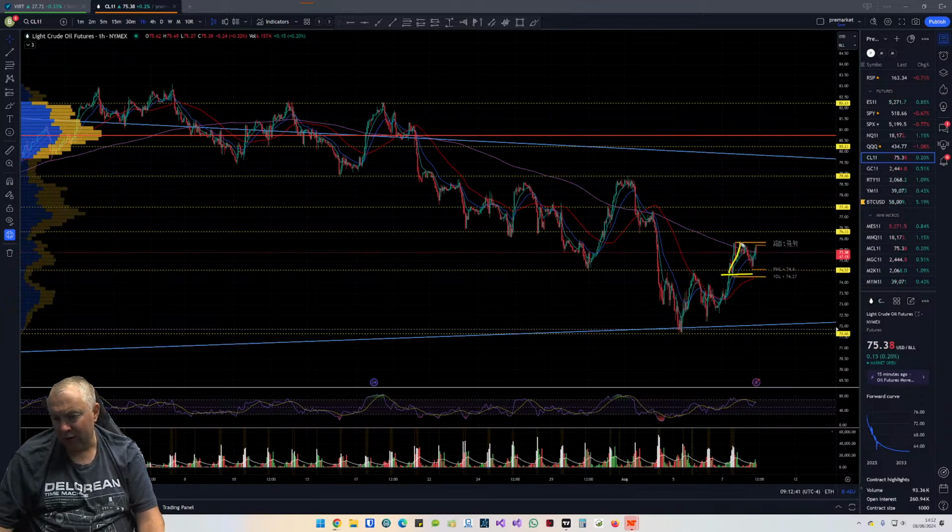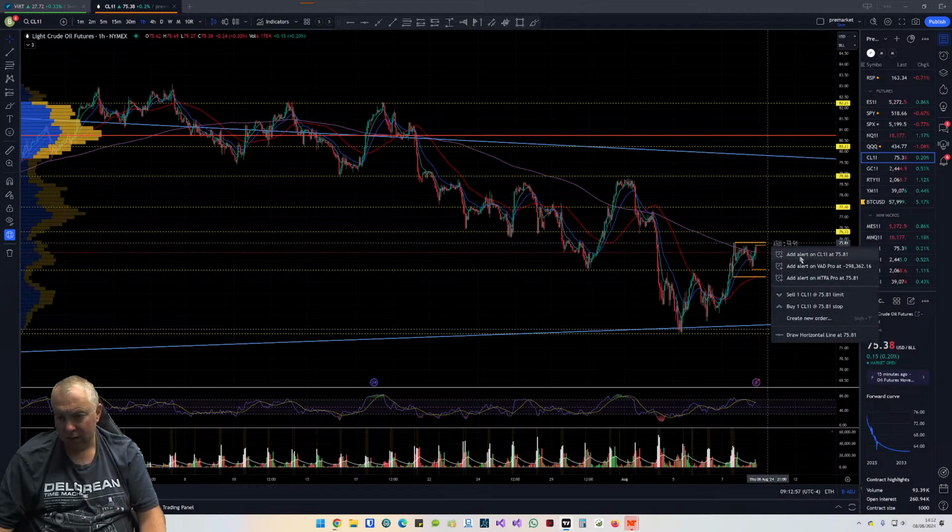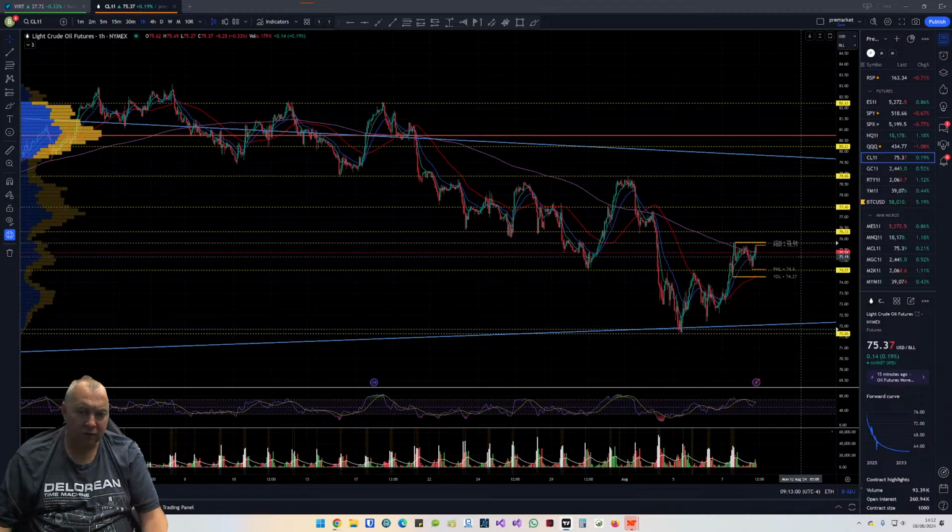And then we kind of just put in a sideways. So I quite like the break and retest over pre-market high. So I'm going to put my alert in there. So my alert's at 75.81. Look for a break and retest. That's yesterday's high as well.